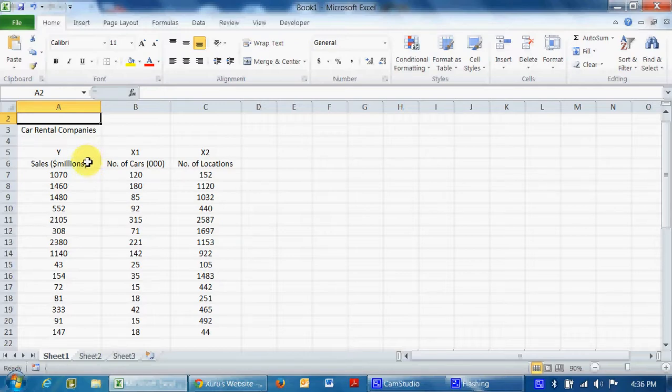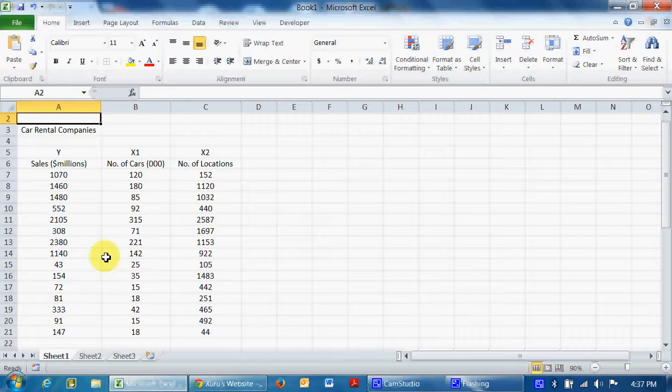In this particular case, we have sales, which is our y, and we also have x1, variable 1, which is our number of cars, and x2, which is our number of locations. What we want to achieve here is that from this data we will come up with a regression equation. That regression equation will allow us to predict y in the future, so to predict sales if we have values for x1 and x2. So if in the future we know the number of cars and the number of locations, we can then predict sales somewhat accurately based on this data that we have here.